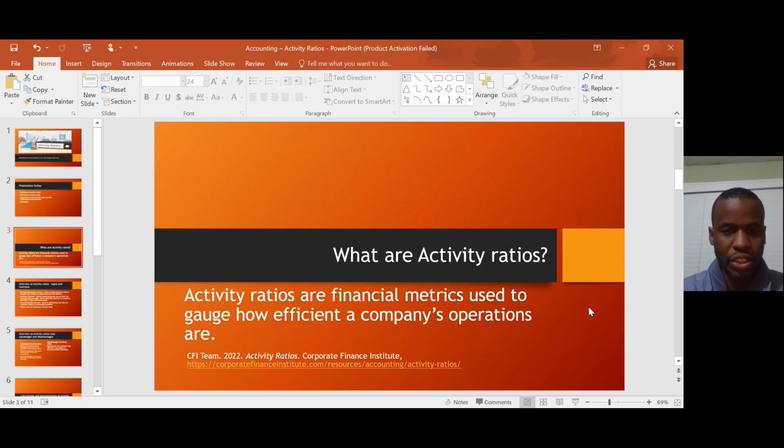So activity ratios are referred to as financial metrics used to gauge how efficient a company's operations are. In other words, if you want to measure how a company has performed during a certain period, activity ratios can be very useful tools for determining that.